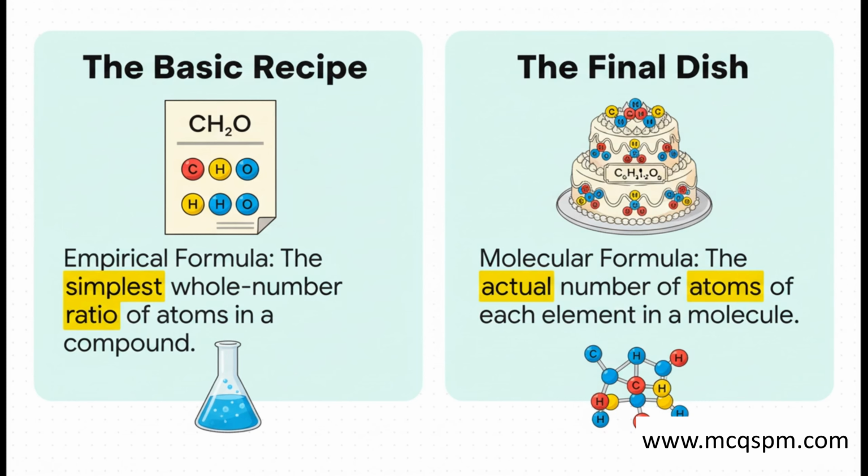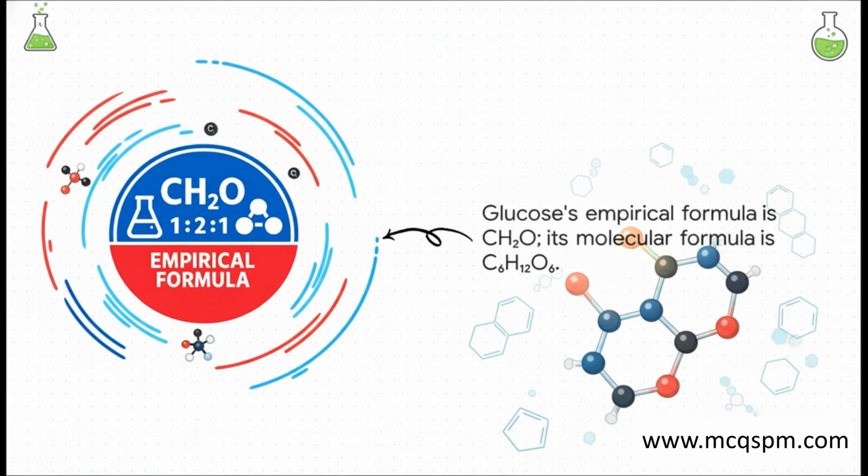Okay, here's the number one mistake I see students make. They mix these two up constantly. So think of it like this, right? The empirical formula, that's your basic recipe. It's the simplest ratio of ingredients. But the molecular formula, that's the actual final dish, the total number of ingredients you used. Simple as that.